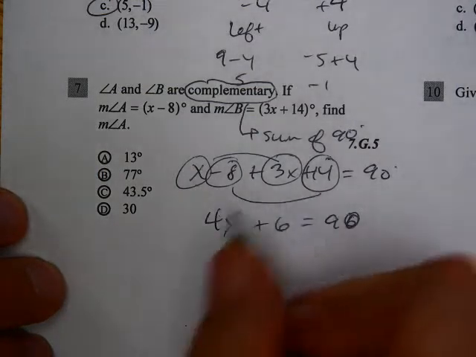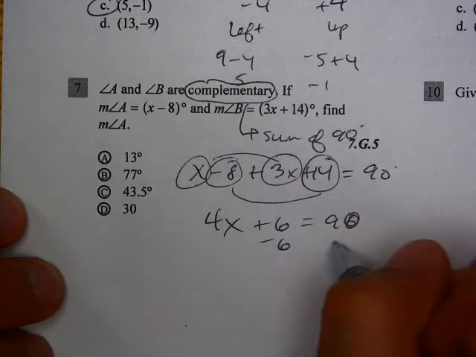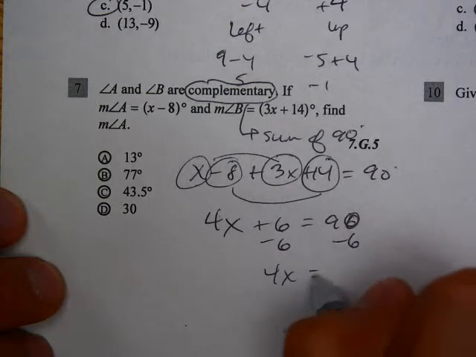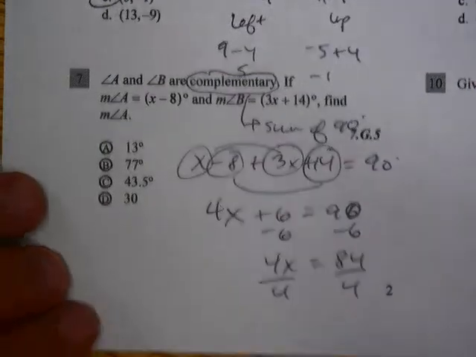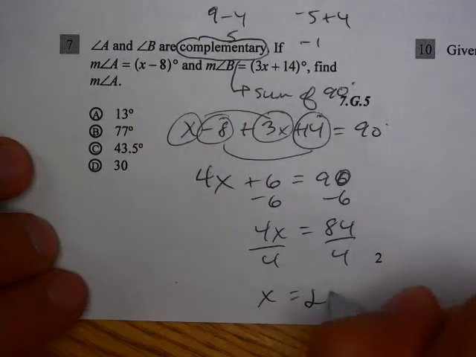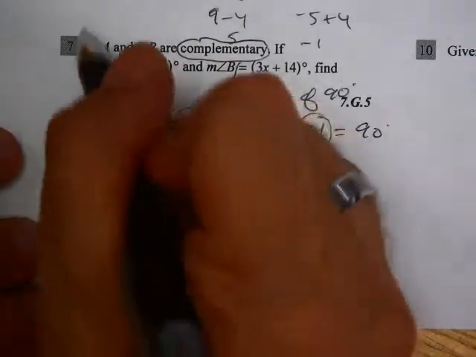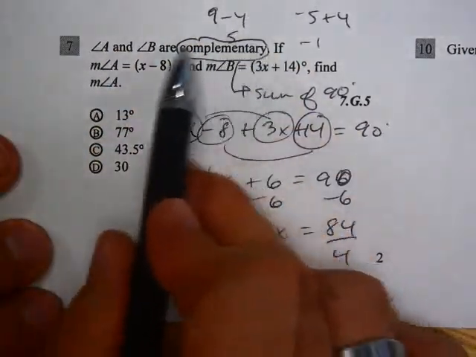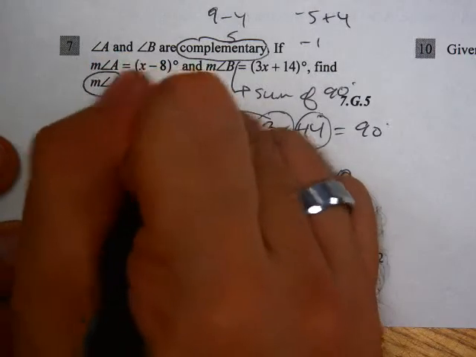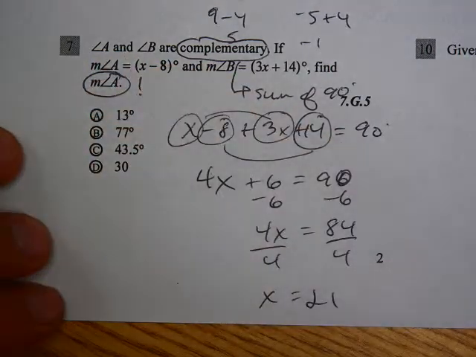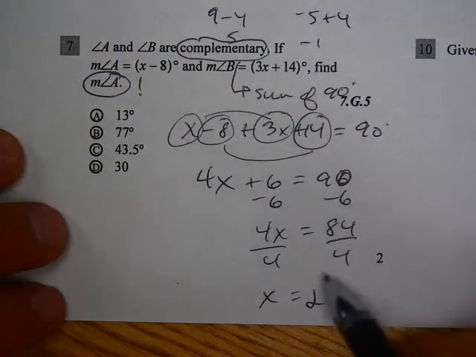Then I'm going to take this 6, now that I've got it here, subtract 6 from both sides, I get 4x equals 84. Divide by 4, and I get x equals 21. Now notice that 21 is not one of our answers. But remember, the second part, the first thing I circled is complementary. The last thing, find the measure of angle A. That means, again, it has to be in degrees, which is not this. This is just a solution for x.